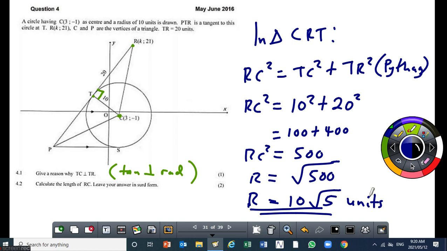So we must write the reason there. If it happens that the reason is not allocated a mark, it's fine, but the use of the theorem of Pythagoras is important, and maybe the substitution is all combined with it. So this was the first part of the question. It's not complicated. In actual fact, 4.1 is grade 11, and 4.2 has some grade 8, 9, and 10 in it. Okay, can I move on now?